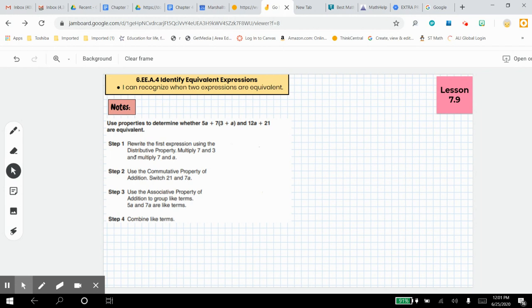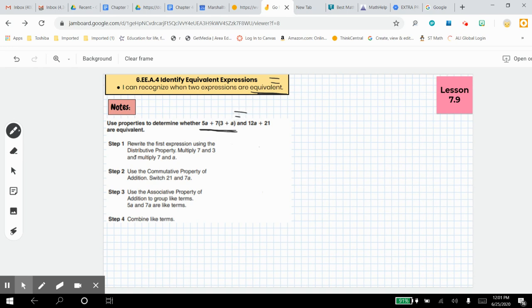And the I can statement for today states that I can recognize when two expressions are equivalent. So this is a vocabulary word that we have had. Equivalent just simply means equal, okay? All right, so we're going to use the properties that we have been working with in the last lessons to determine whether this statement right here, 5a plus 7(3 plus a), is equal to 12a plus 21.